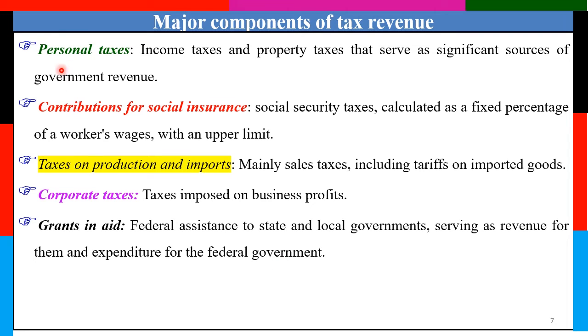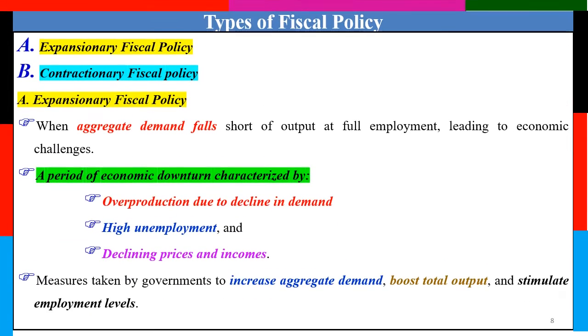Anyhow, those are the elements or the components of the tax revenue. Types of the fiscal policy. There are two types of the fiscal policy, such as the expansionary fiscal policy and the contractionary fiscal policy. What do we mean by the expansionary fiscal policy and the contractionary fiscal policy? Let's see each of them one by one.